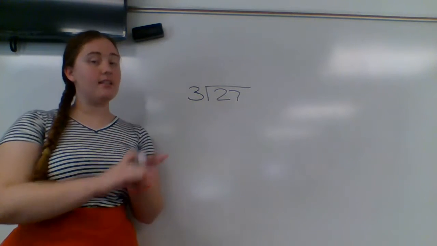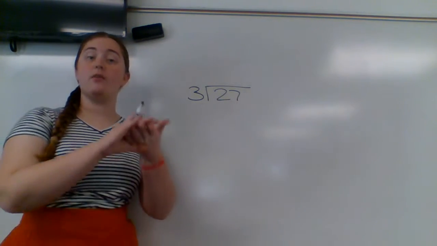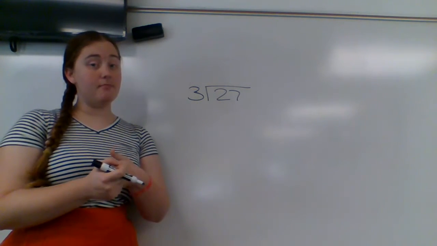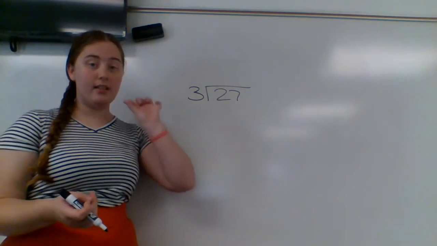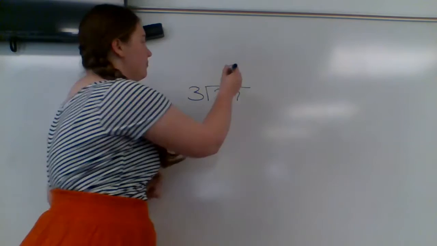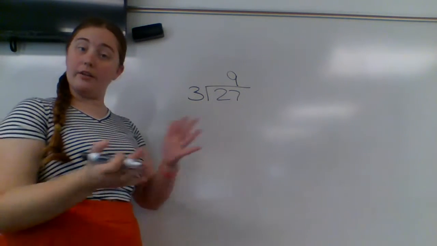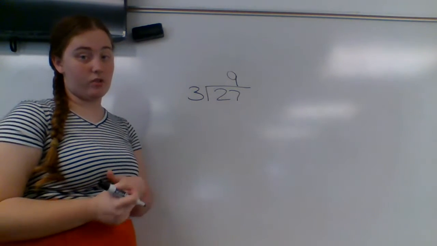3, 6, 9, 12, 15, 18, 21, 24, 27. How many times was that counting by 3s? 9 times. So I'm going to say 3 will go into 27 9 times. Make sure you put your 9 above your 7, and you're done. And especially since there's no remainders.